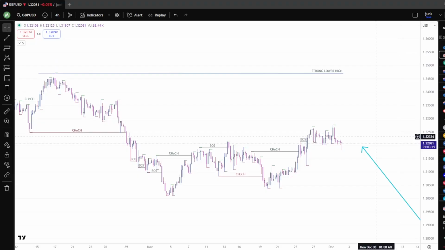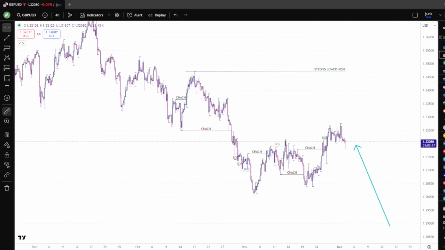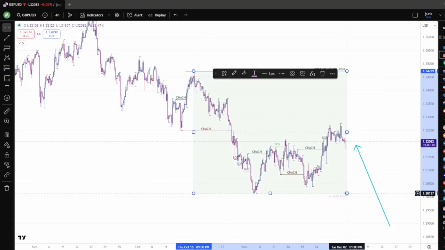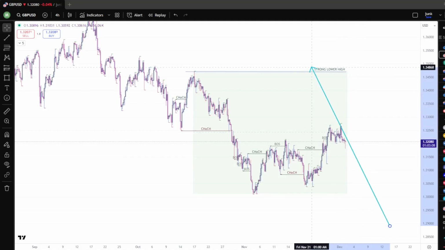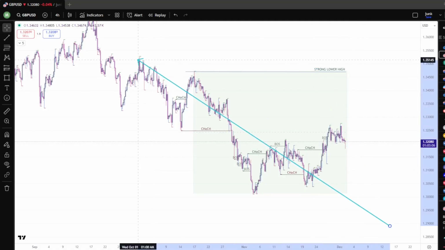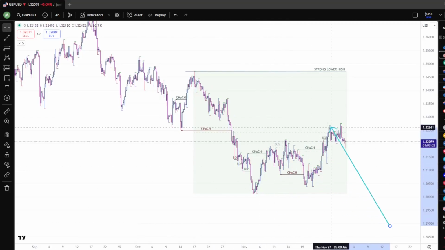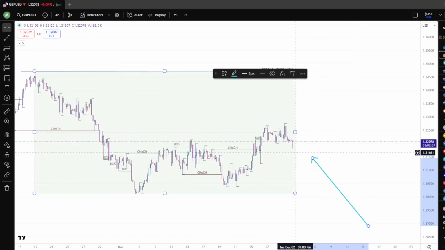GBP USD, let's go map out the current range. Again, this goes back to October, more locally, because this is the lower high from these highs. Lower high, lower low, lower high, lower low. We've traced back up into premium. Price is consolidating here now.